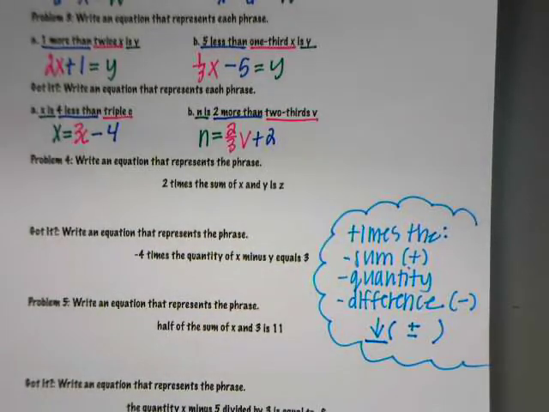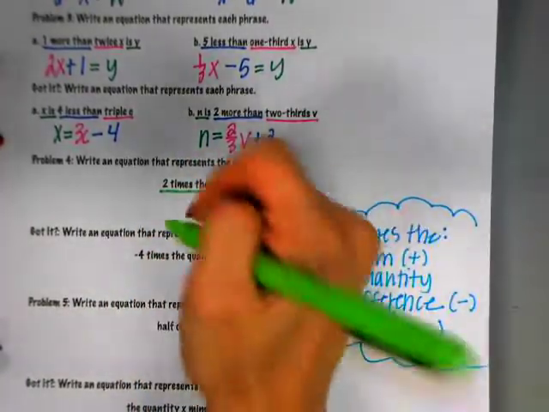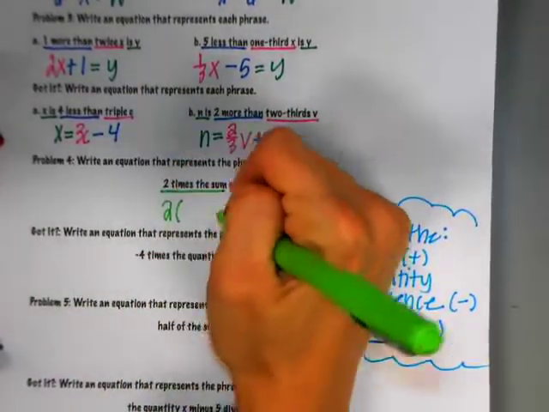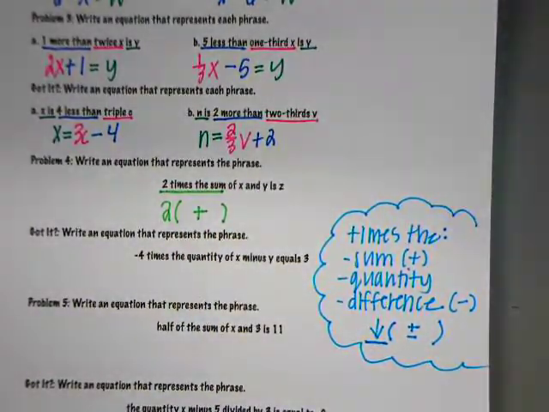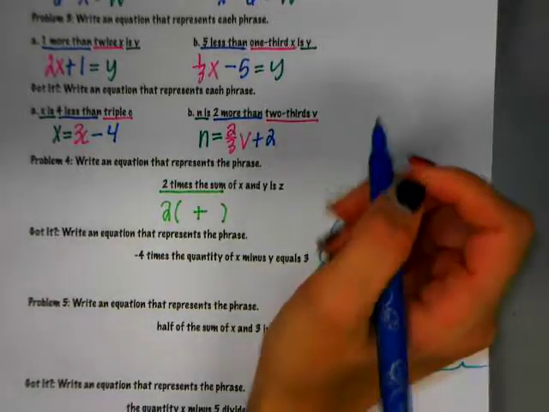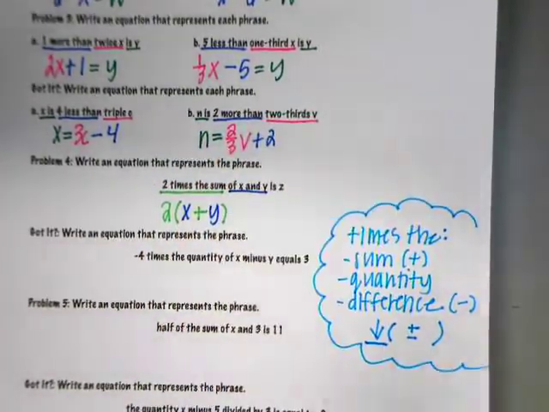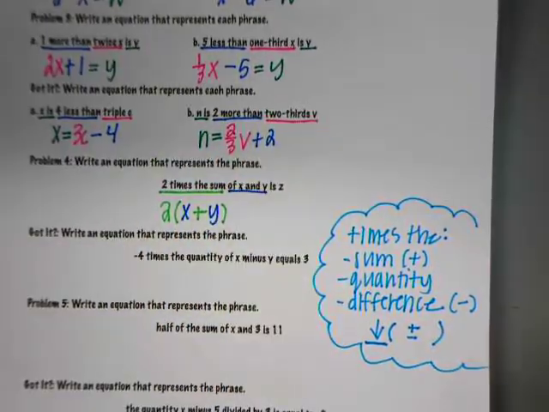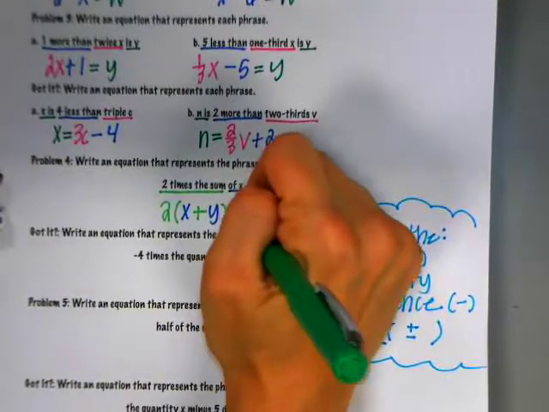Okay, so on the first one, 2 times the sum. So 2 times the sum means 2 is being multiplied to something in parentheses being added. So of x and y, so that means it's going to be x plus y in here. Is z equals z.